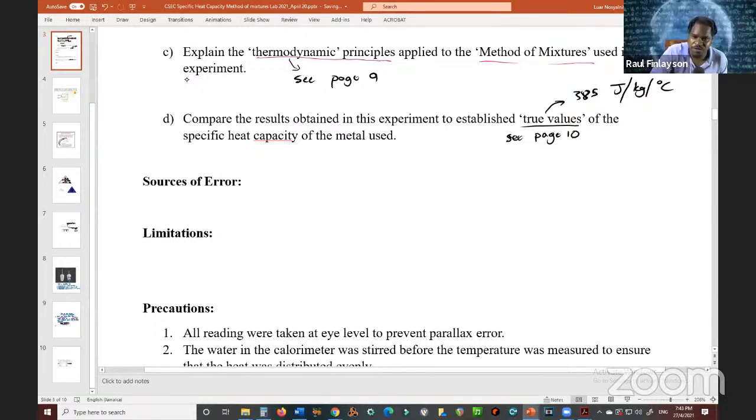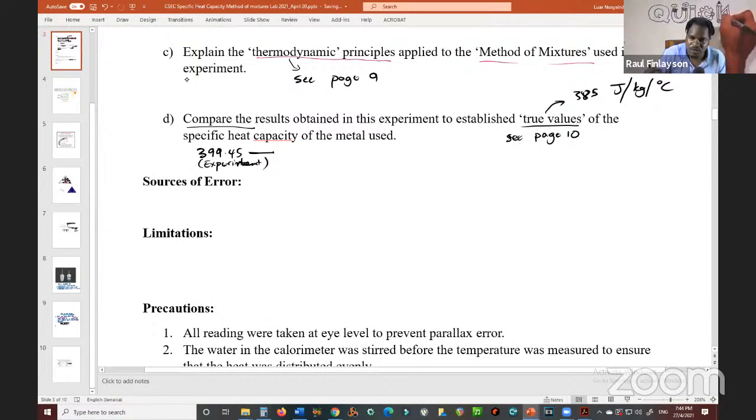So what you would basically say here is, it's the experimental value minus the true value. When they compare, they're going to say which one is bigger, which one is smaller. So 399.45 is the experimental value. The true value is what is obtained in the most accurate scenario or environment. You will get 385, and it doesn't have any decimal point as far as we see. So this is the true value. Comparing them, this one is a little bit more.